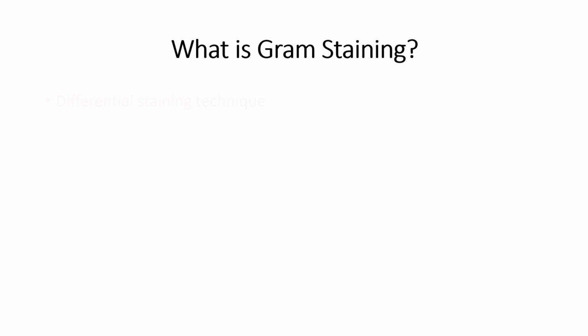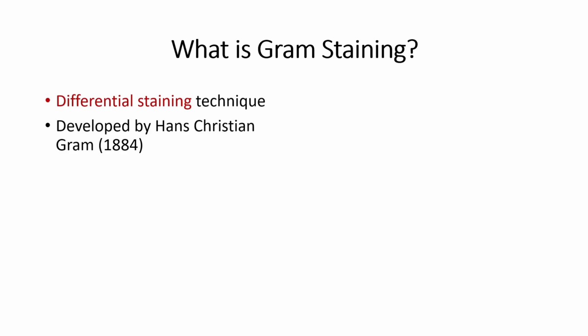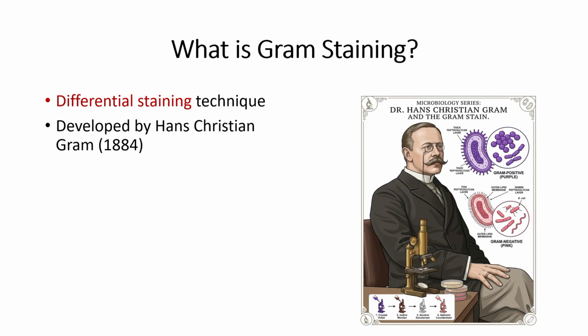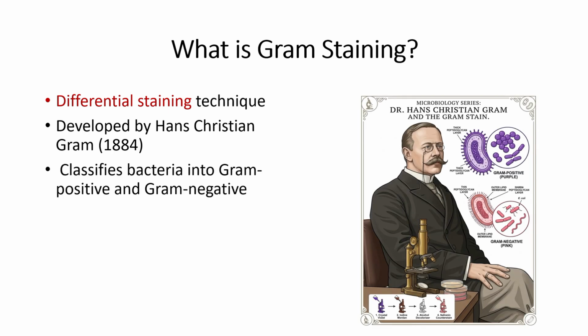And gram staining is a differential staining technique developed by Hans Christian Gram in 1884. It is called gram staining because it was named after its inventor. Using this technique, bacteria are classified into two major groups, gram-positive bacteria and gram-negative bacteria.